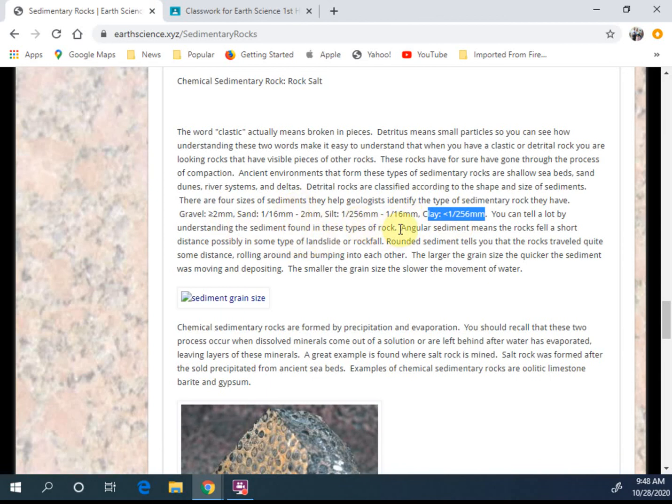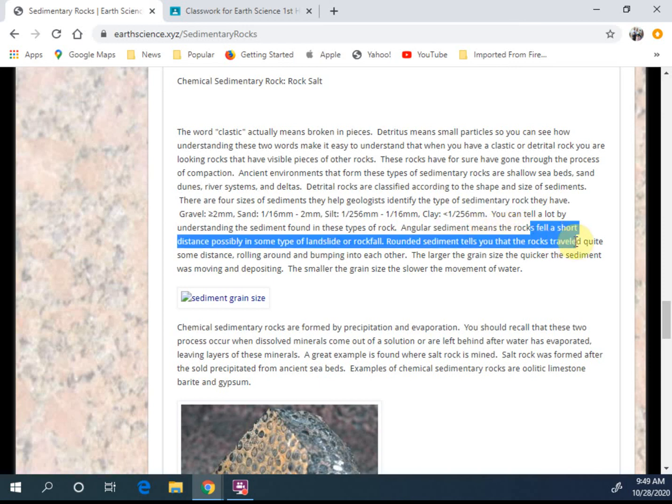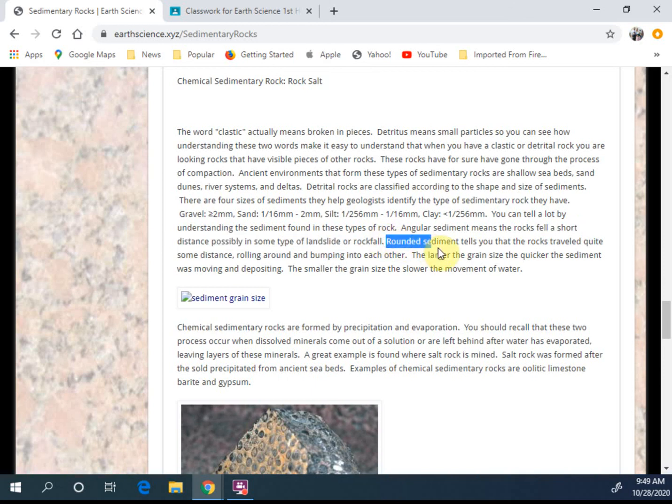Now, talking about the shape. If the fragments are angular, it means that the rock fell a short distance, possibly like a landslide or a rockfall. It didn't move very far. It didn't weather. If they're rounded sediments, it tells you that the rock has traveled quite a distance. It's rolling around, bumping into each other, causing it to weather, creating these smooth stones. Obviously, you find these in river systems. Most rocks that are found in rivers are weathered because they move constantly.